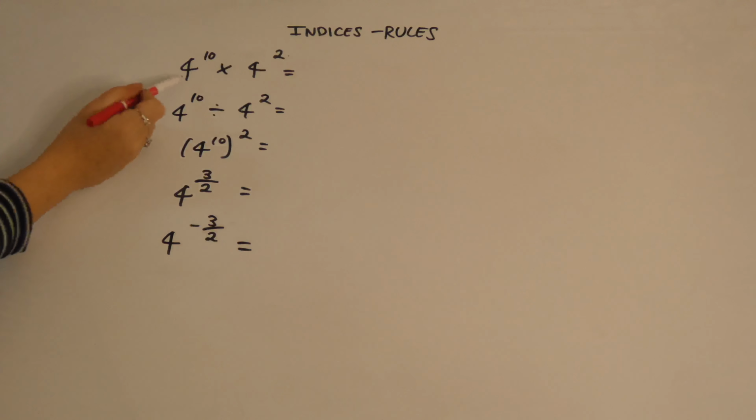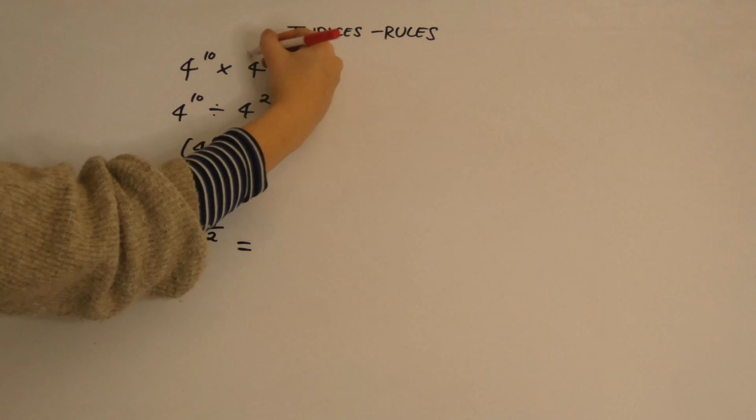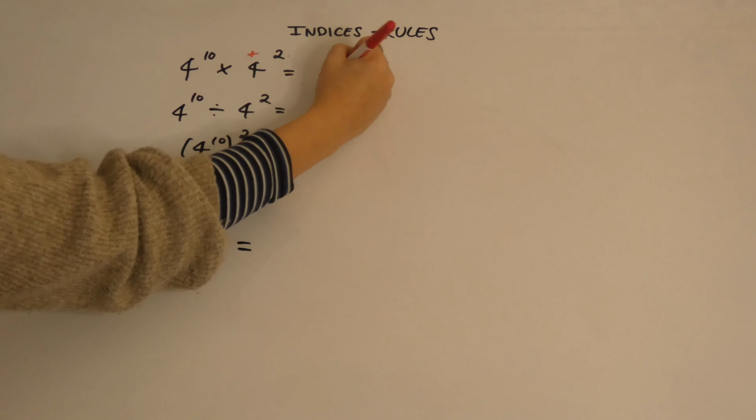So whenever we've got the same base, such as our 4 here, and we've got it to the power of something and we're multiplying, all we have to do is add those two powers. So we're left with 4 to the power of 10 plus 2, which we can just write as 4 to the power of 12.